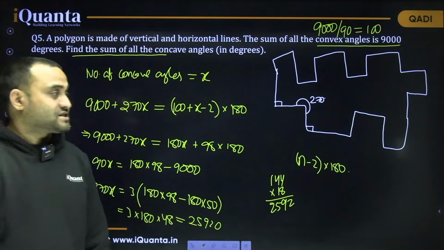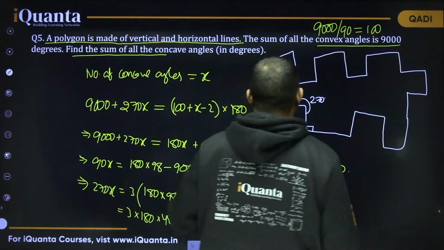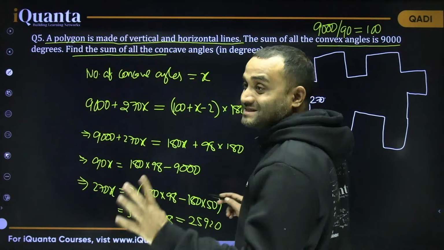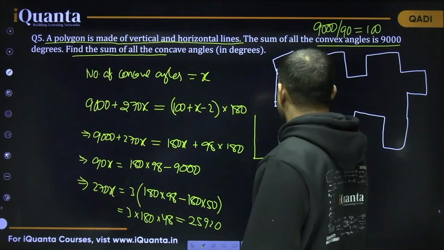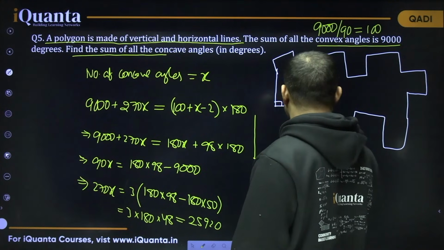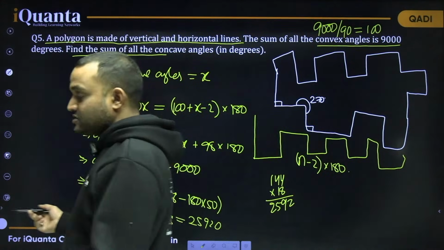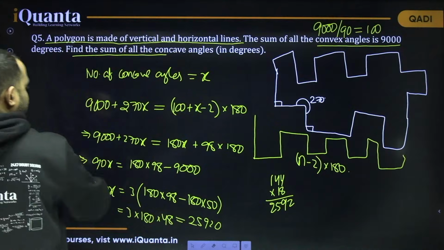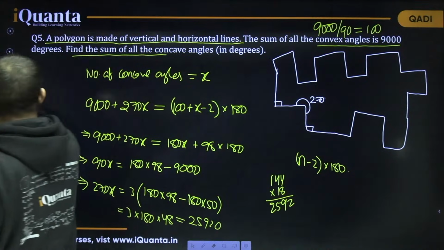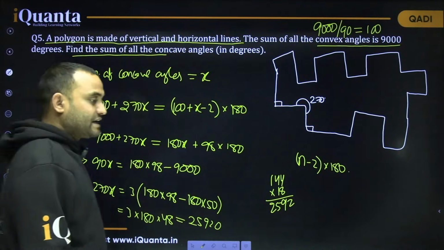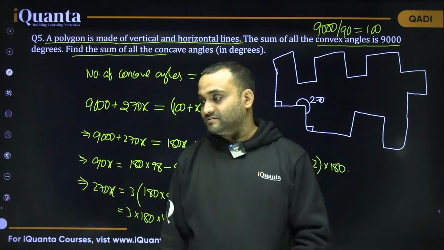How did you make the figure, Shashank? It's given that a polygon is made of vertical and horizontal lines. So, all the sides will be either vertical or horizontal. Vertical, horizontal, vertical, horizontal, like this. How do you make a figure using only vertical or horizontal lines? So, like this, right? All the interior angles will be either 90 degrees or 270 degrees. That's it.